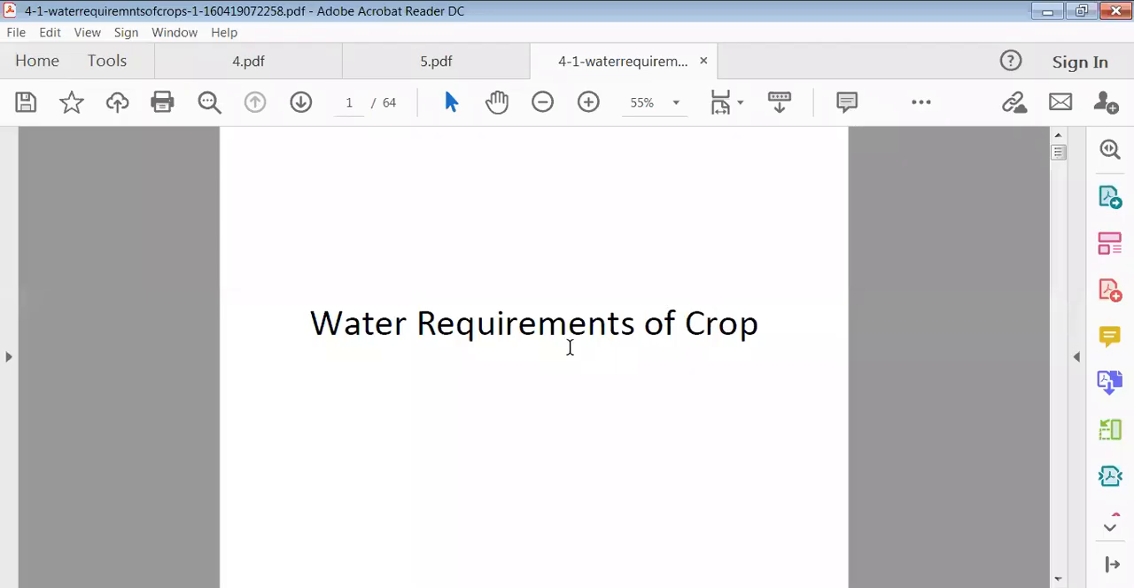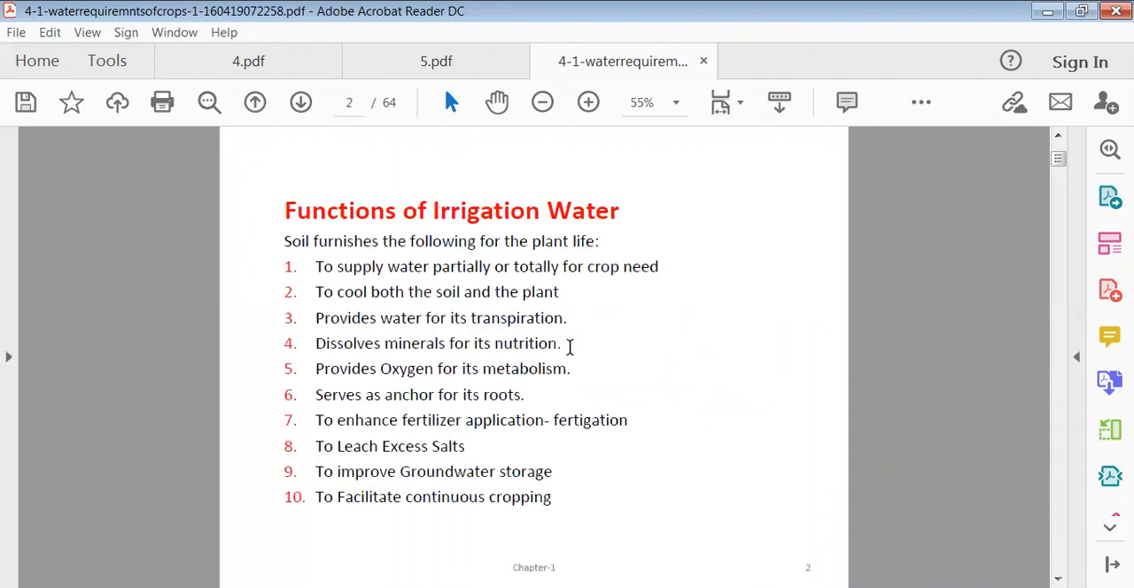Hello everyone. So the next concept is water requirements of crops. Let us study the functions of irrigation. The functions of irrigation are basically to supply water to the crops throughout their life cycle, to provide water for transpiration and nutrition, and to serve as an anchor for the roots. It also enhances fertilizer application, which is called fertigation, improves groundwater storage, and facilitates continuous cropping.